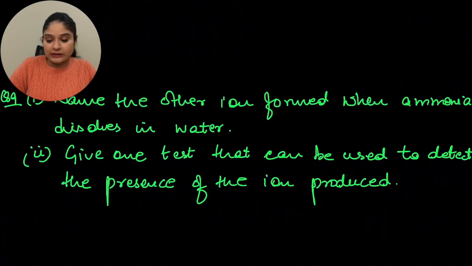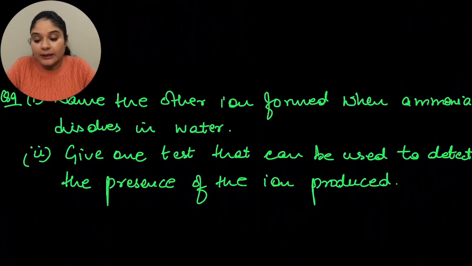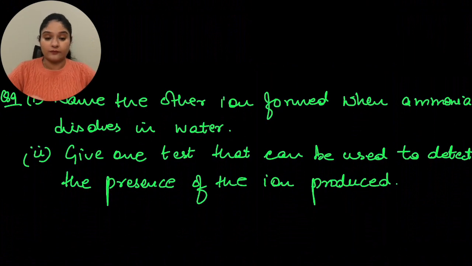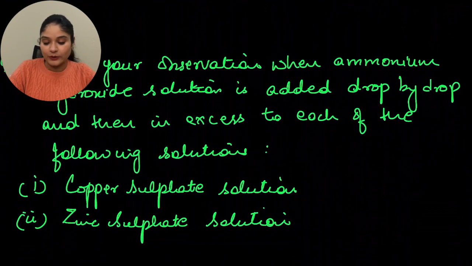The next question says name the other ion formed when ammonia dissolves in water. So we just did that question also. So the other ion formed would be hydroxyl ion. The other question is, give one test that can be used to detect the presence of the ion produced. So the answer for that would be, you will be using moist red litmus paper which turns blue. So this confirms the presence of hydroxyl ion. Let's move ahead to the next question.